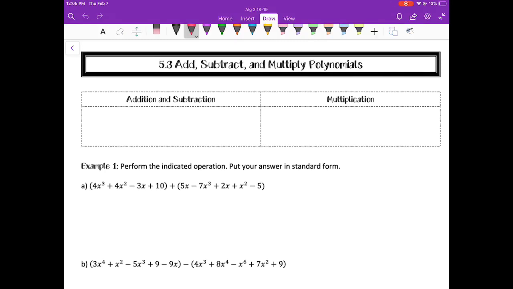Alrighty, as we move through Chapter 5, we next come upon Section 5.3, where we add, subtract, and multiply polynomials. The good news is that when we add and subtract polynomials, all we need to do is combine our like terms. And remember, if they are like terms, they're going to have not only the same variable, but also the same exponent. So you can combine 2x squared and 3x squared, or negative 5x to the fifth plus 9x to the fifth.